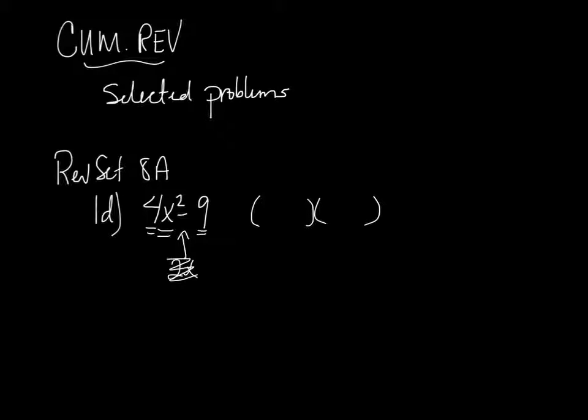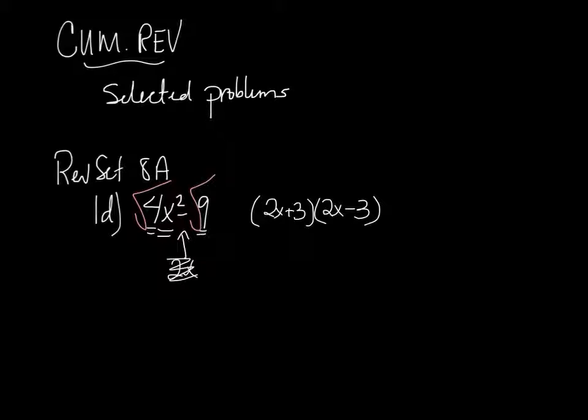So I'm going to take the square root of both this term and this term. My square root of 4x squared is 2x, and that goes here and here. And my square root of 9 is 3. And for this sign, I need a positive and a negative. So I get 2x plus 3 times 2x minus 3.